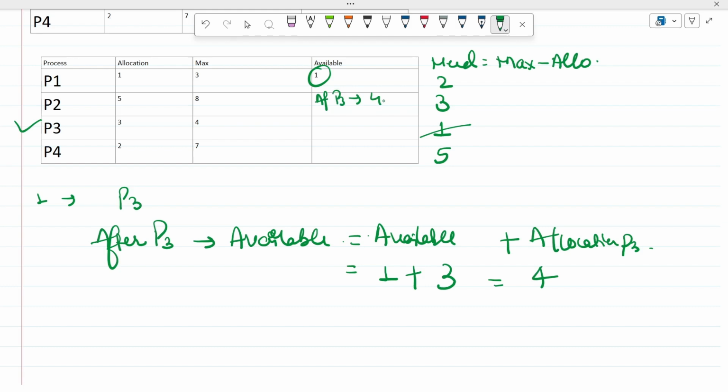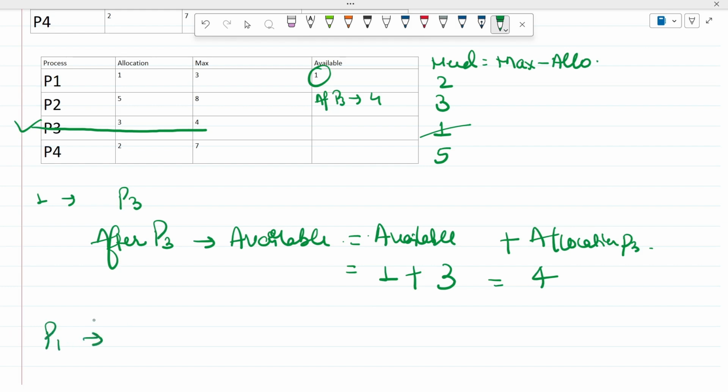The easy one. Okay. After that, now P3 is completed. So P3 is done. Now, can the available resource instances satisfy any of the processes? The answer is yes, it satisfies two processes, P1 and P2. P1 needs 2, P2 needs 3. So you can provide to any one of them. There is not a particular procedure, a particular way to provide the available resource. You can provide it to any of these processes. Let's say we provide it to P1.